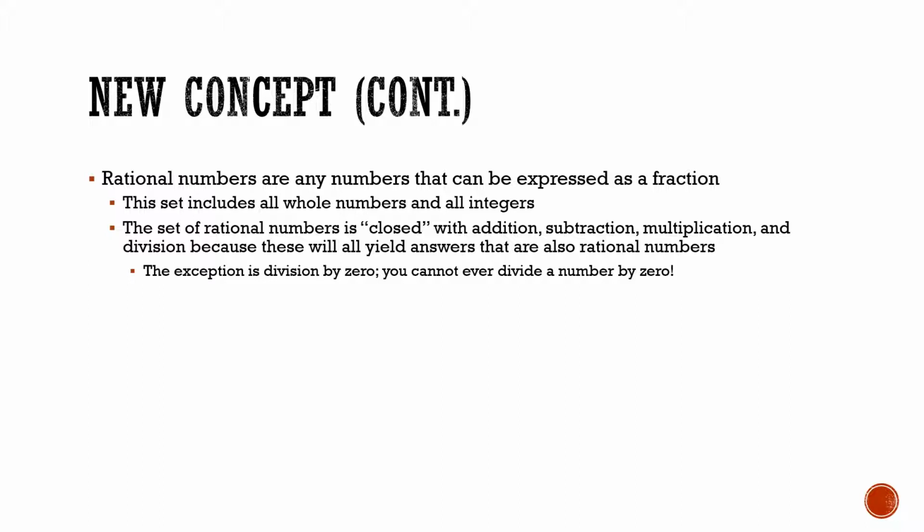If you think about it, it makes sense, because when you're dividing, you're splitting a number into equal groups, and you can't split a number into 0 equal groups. It's impossible. And even your calculator, if you try to divide by 0, it will say you can't do it. So that's the only exception to the set of rational numbers being closed with all four operations, is you can't divide by 0.